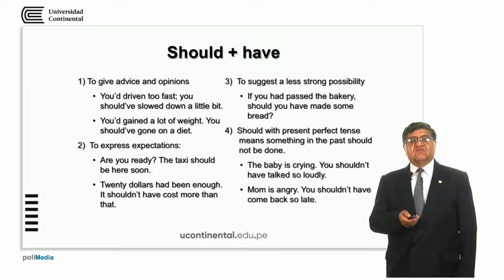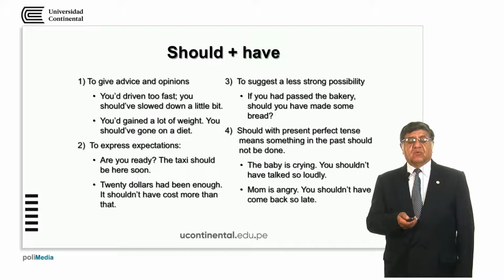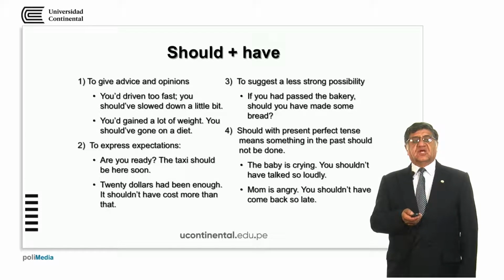$20 should have been enough. It shouldn't have cost more than that. Okay? Probably the cost was higher than $20, and they are expressing that idea using the two sentences that were preceding. Okay? To suggest a less strong possibility. Okay? Something that could have happened in the past but didn't.